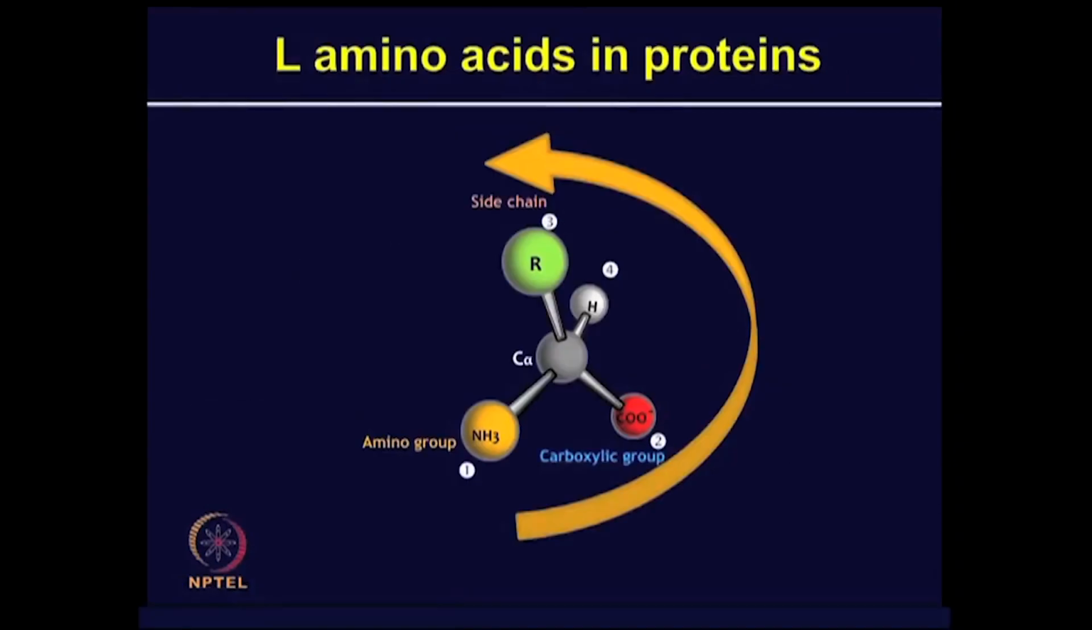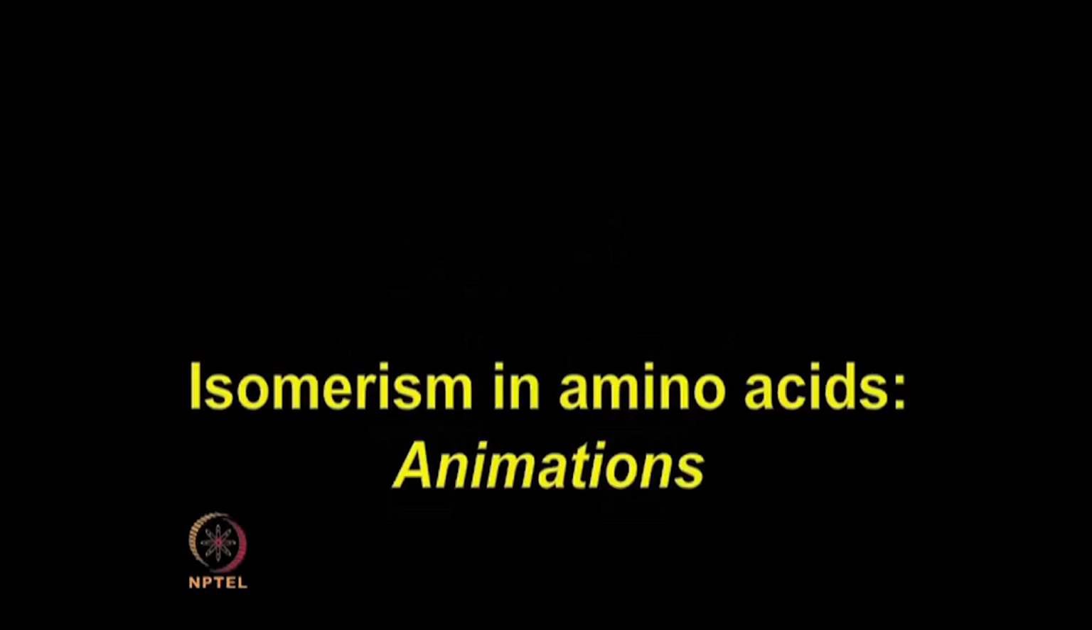There could be R or S configurations in the amino acid depending upon the priority groups, but only L amino acids are present in proteins. All the L amino acids have S configuration, which describes the counterclockwise direction, as shown here, from the highest to the lowest priority groups, which is indicative of a chiral center with the S configuration. Some of the isomerism properties of amino acids will be discussed in the following animation.